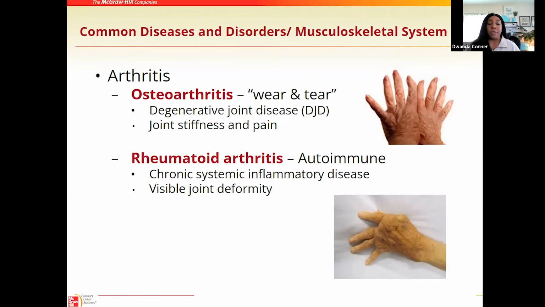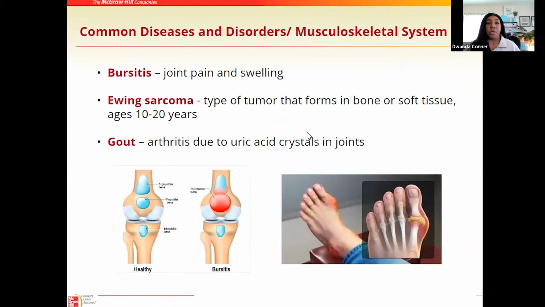The term autoimmune means that the body is essentially attacking itself. And unfortunately, the inflammation is what causes this joint deformity. So we have osteoarthritis, wear and tear, rheumatoid arthritis, autoimmune. In our common diseases and disorders, we also have bursitis.